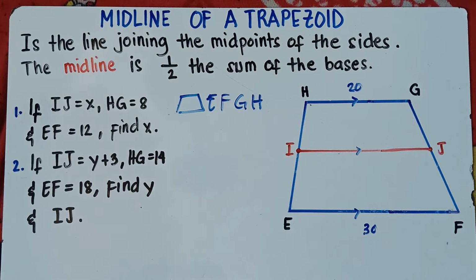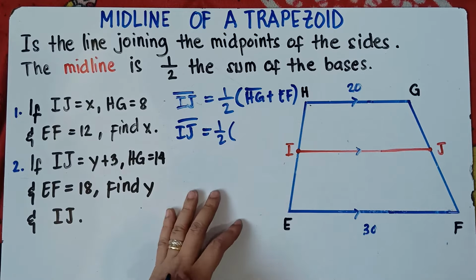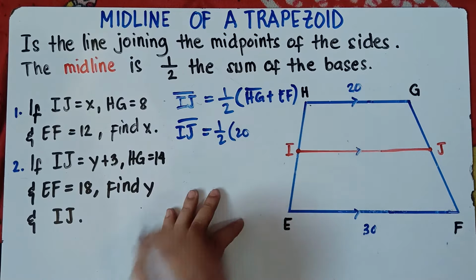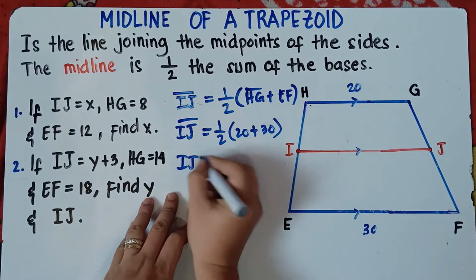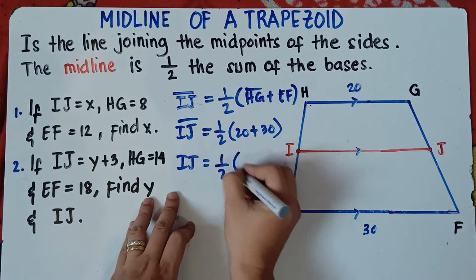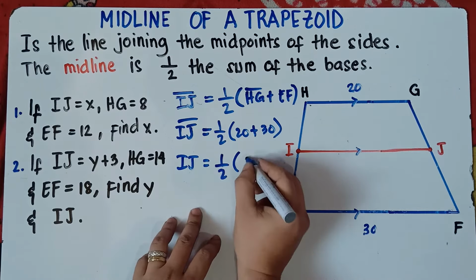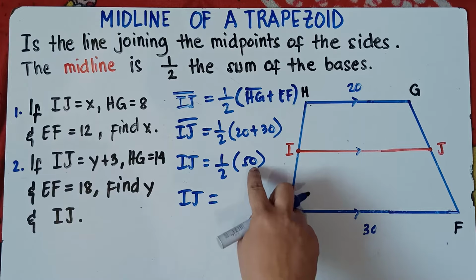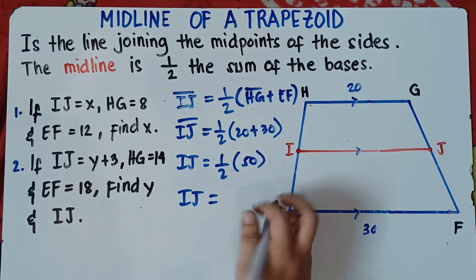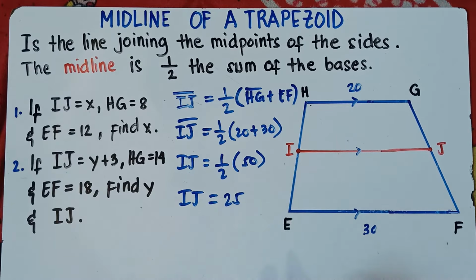Alright, so you're looking for IJ, in case we don't have the IJ. So line segment IJ is 1/2, HG is 20, plus EF is 30. So IJ will be 1/2 of 20 plus 30, that is 50. So 1/2 of 50, you can just simply divide 50 by 2. 50 divided by 2 is 25. Or 1/2 of 50 is 25. That's the solution if the teacher asks for the solution.